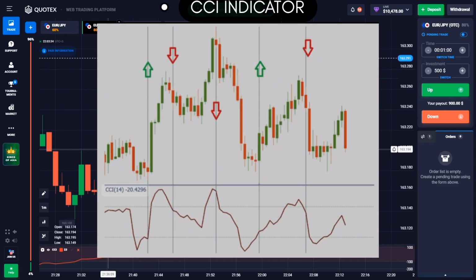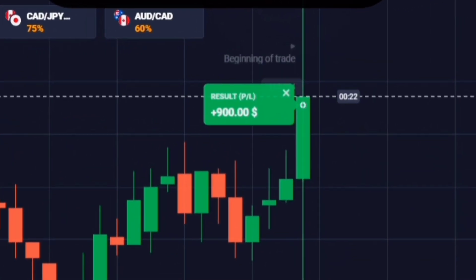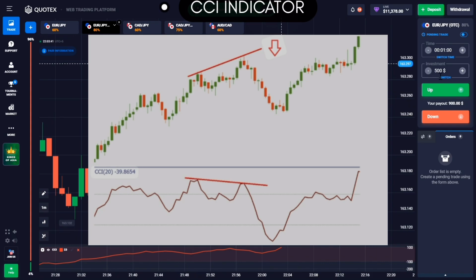3. Set buy and sell signals. Use the CCI indicator to set buy and sell signals by looking for readings above +100 for buy signals and readings below -100 for sell signals.